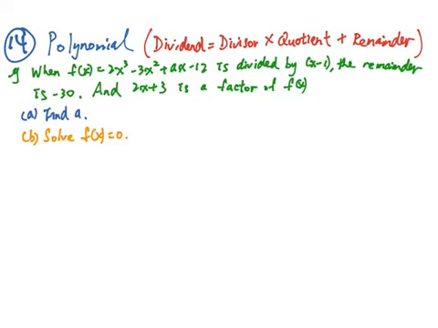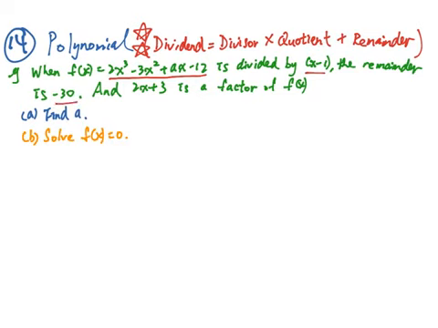Next, we'll look at the polynomial. For polynomial, the division algorithm is very important. That means dividend equals divisor times quotient plus remainder. You must remember. So let's look at the example. f(x) is equal to this polynomial. It is divided by x minus 1. So the remainder is negative 30.